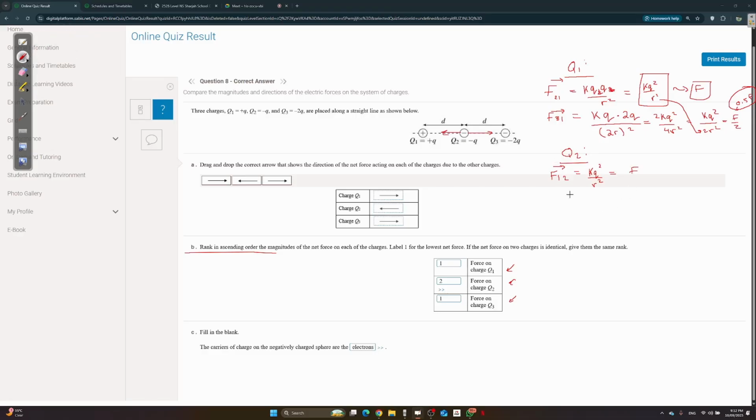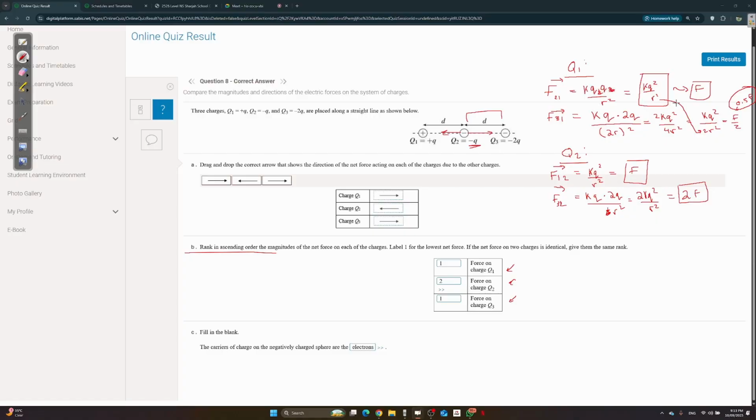The second force is f3 on 2. How do we find out? It's q3, q2. So what's the formula? K. q1 is q. q2 is negative 2q. So we're going to keep it as 2q over the distance between them. Is it 2r now? No, it's just r because it's 1d. So r squared. So it's going to be 2kq squared over r squared. We said kq squared over r squared is f. So 2kq squared over r squared is the same as saying 2f.